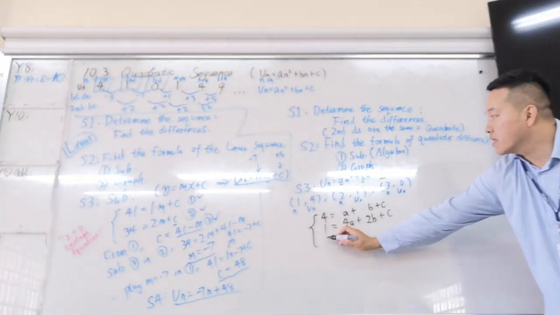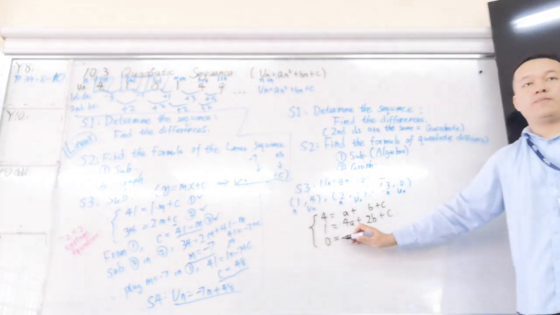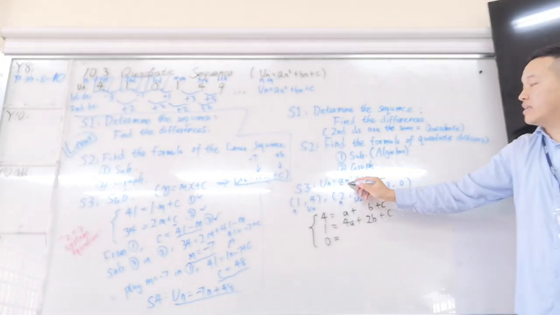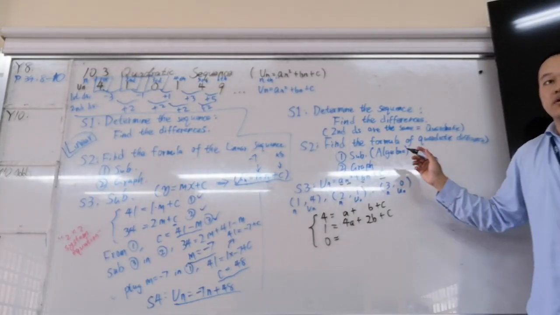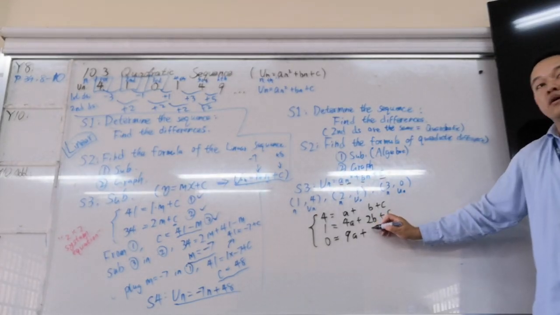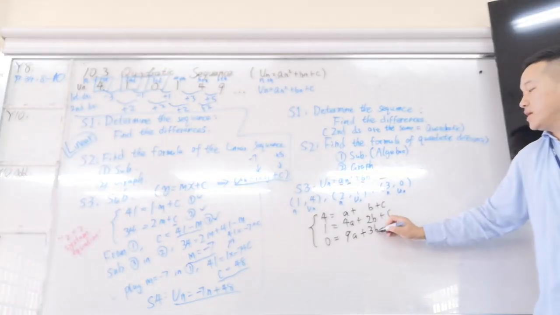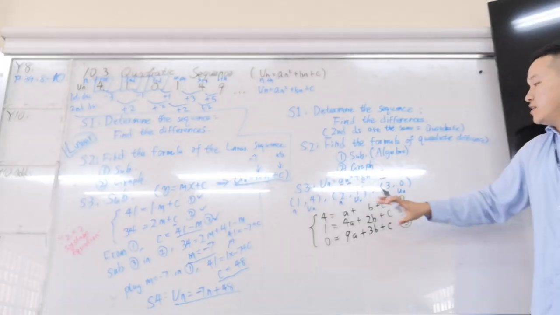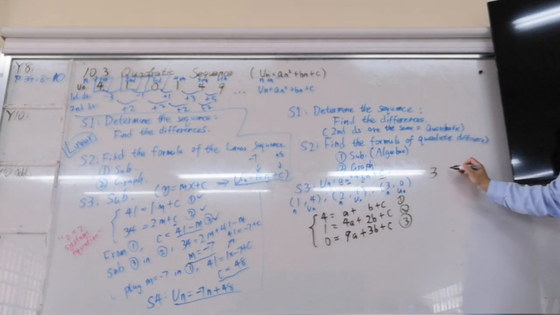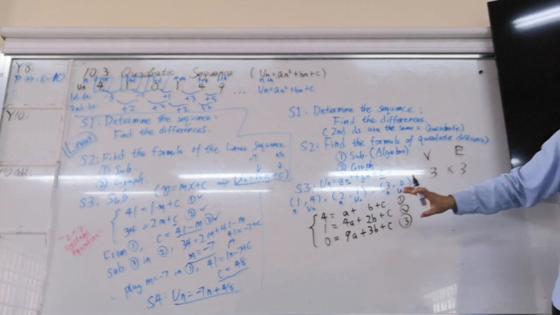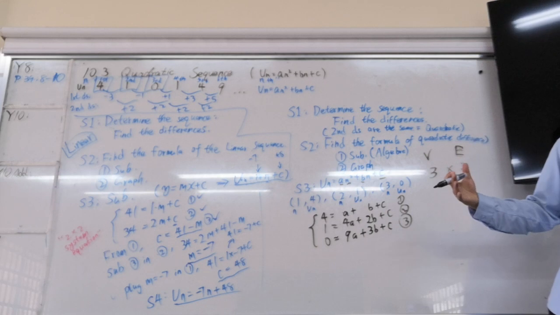And the last one: 0 equals 3a. Again, look, it's not n, it's n squared. 9a plus 3b plus c. Okay, 1, 2, 3. You see, it's a 3 by 3 system of equations. 3 variables, 3 equations, which means all the variables A, B, C can be solved.